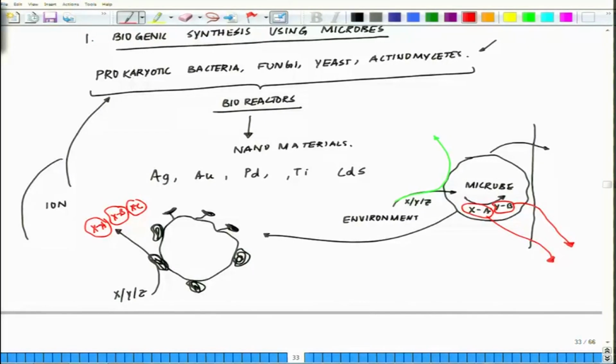But depending on where it is happening, these are either extracellular or intracellular. If it is happening outside like this, we call this kind of synthesis extracellular synthesis. And if it is happening inside the cell, here we call it intracellular synthesis.